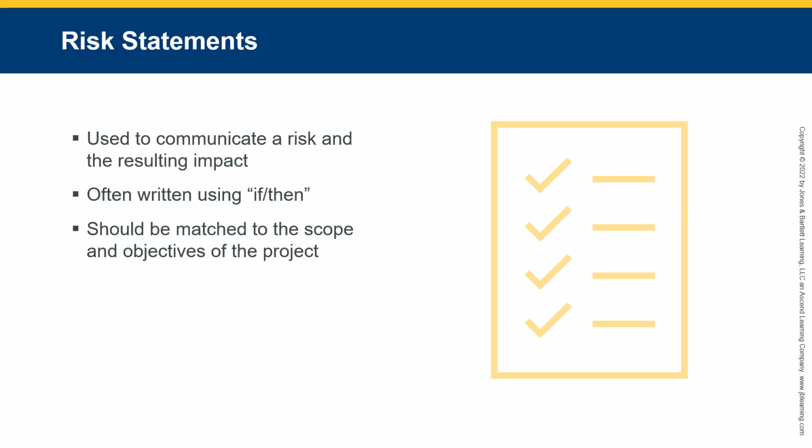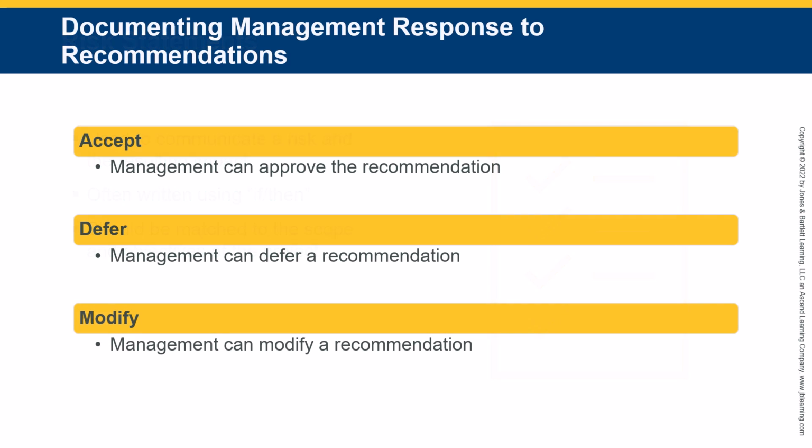Use it for communicating a risk and resulting impact, often written as if-then. You should normally match this to the scope and the objectives of the project. So our objective is this. If we don't do this, then this could happen. You might see it as this.